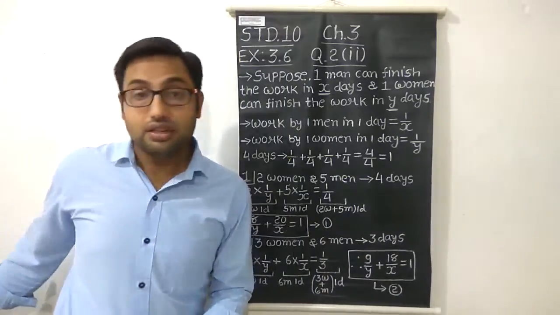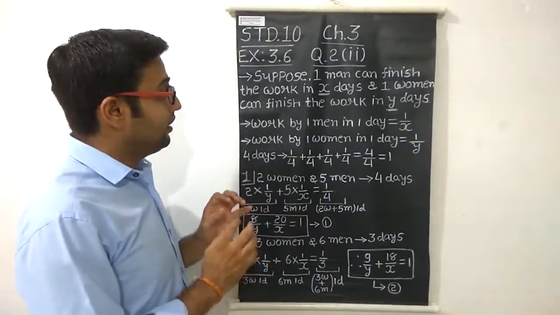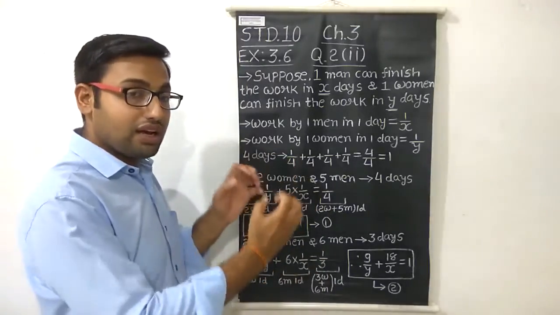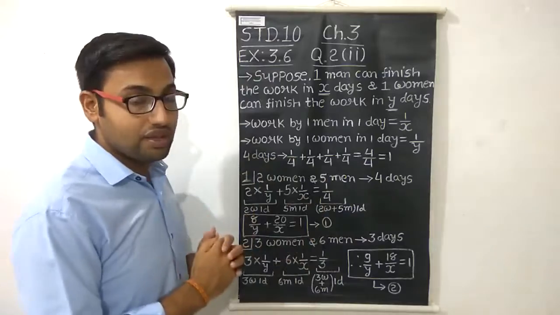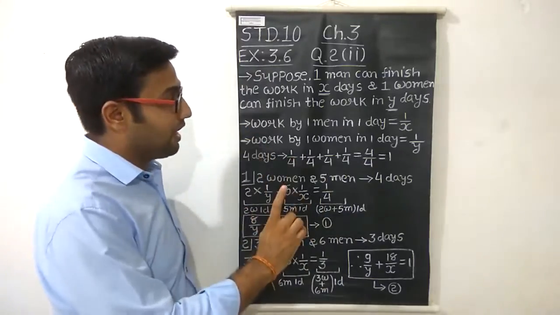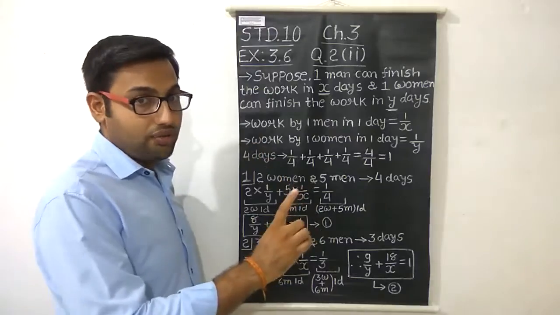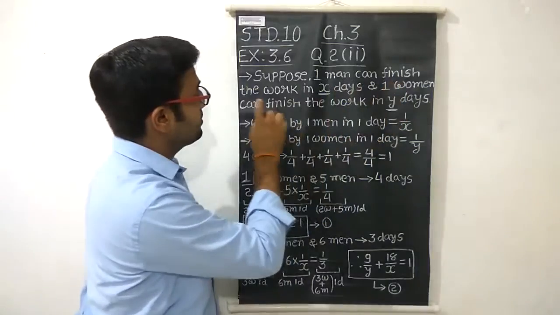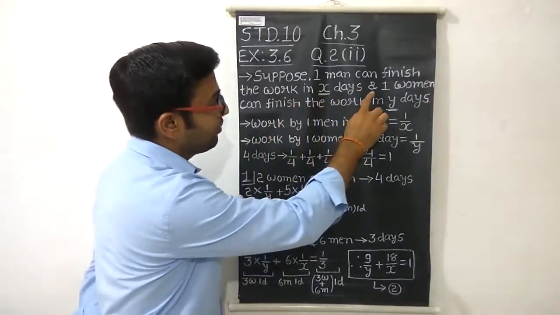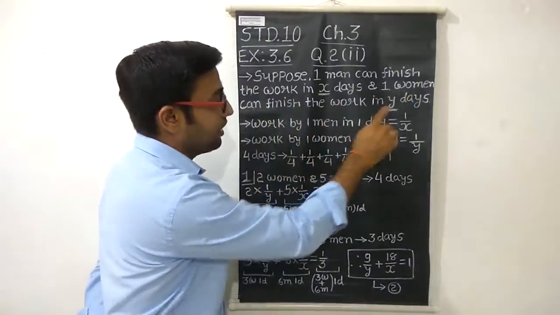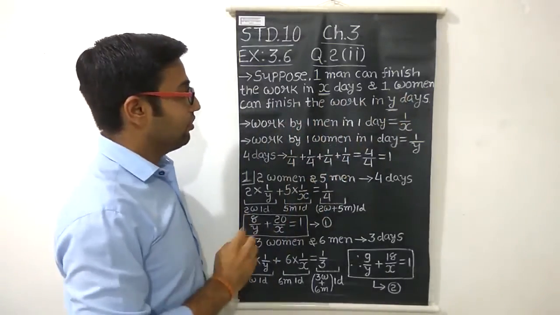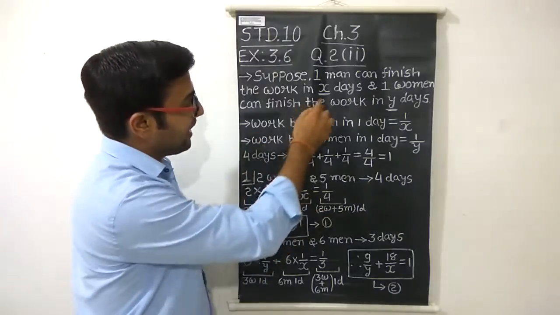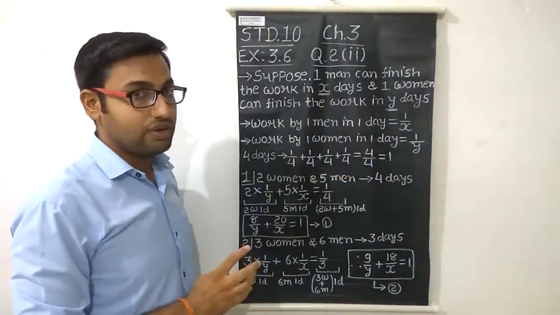Right. So here the embroidery work is done by men and women working together. So if they together can finish the work in some days, what will happen if only one man or one woman does that work? How many days will they take? So let's suppose one man can finish the work in x days and one woman can finish the work in y days, right?